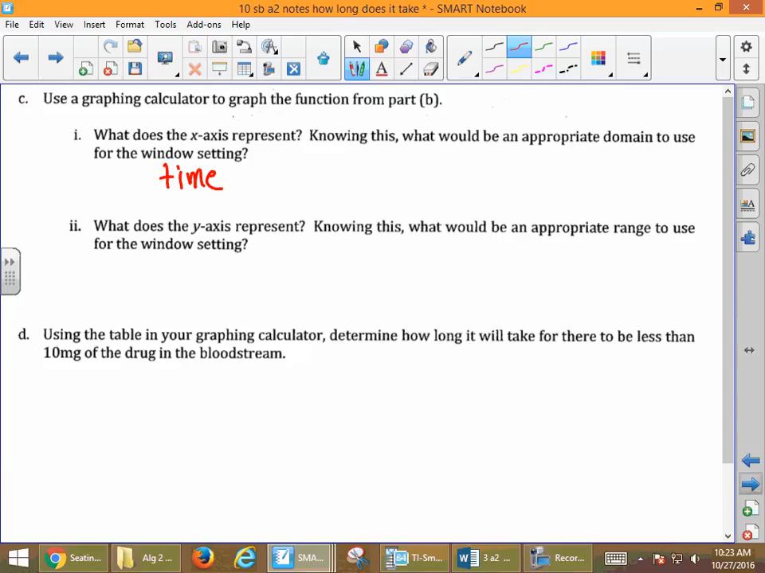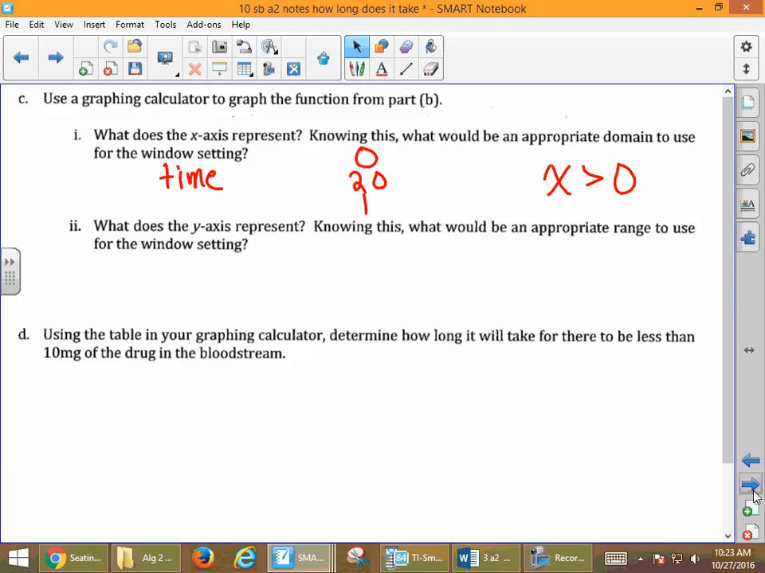And do we need to change any time values on what we had from the last problem? Probably not. Time is still not going to be negative, so we could start with 0, and then 20, and I would leave my scale as 1. So in other words, an appropriate domain to use for our window setting will be x is greater than 0.